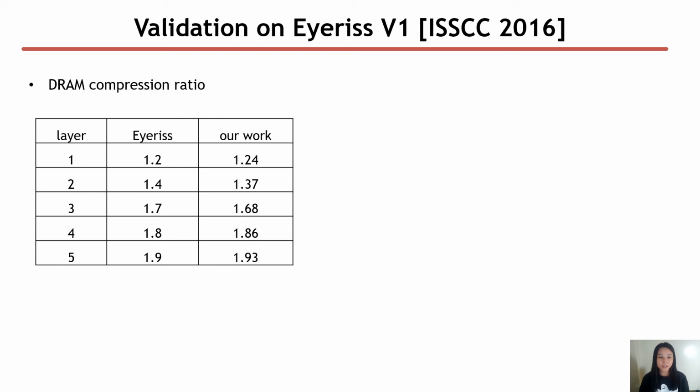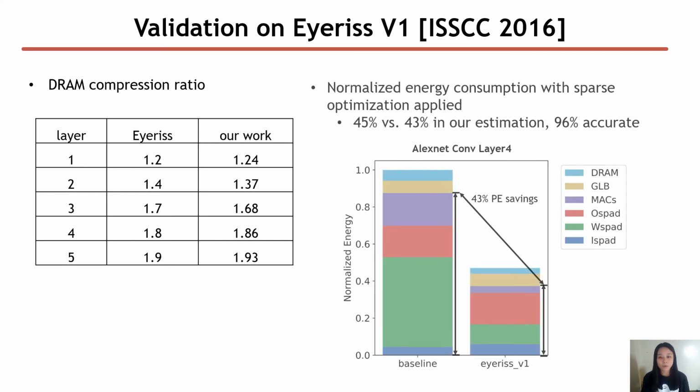We first validate on the DRAM compression ratio. As you can see in this table, we are comparing the results in the Eyeriss paper to our analysis. For each of the convolutional layers in AlexNet, Eyeriss reports the DRAM compression ratio, and as you can see, our work has a very close analysis result in terms of DRAM compression.